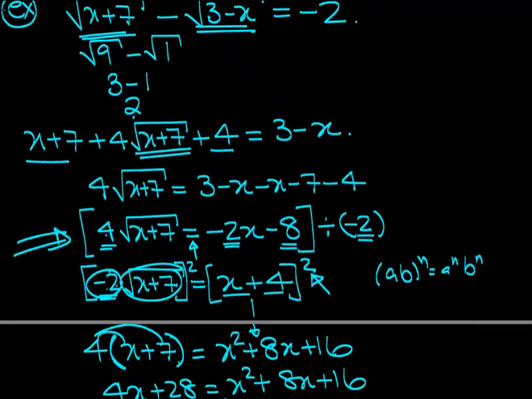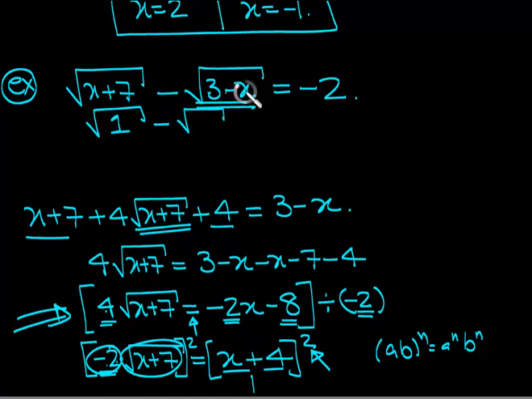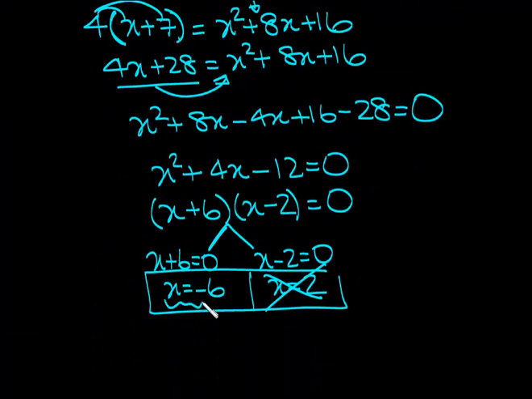Okay, x is negative 6, so let's try that. x is negative 6, so negative 6 plus 7 is 1, minus 3 minus of minus 6, so negative and negative is positive, so we'll end up with 3 plus 6, which is 9. 1 minus 3 gives you negative 2, and that is equal to negative 2. So this is a good answer here.